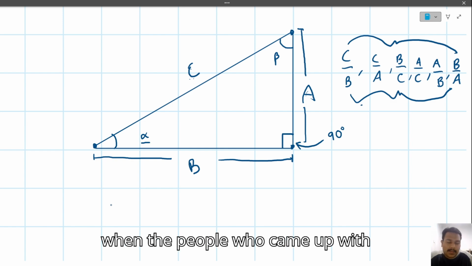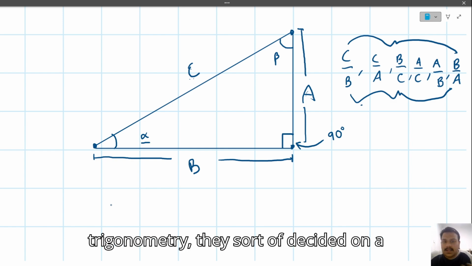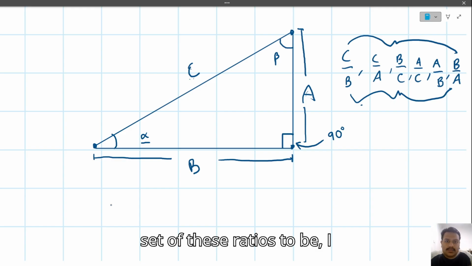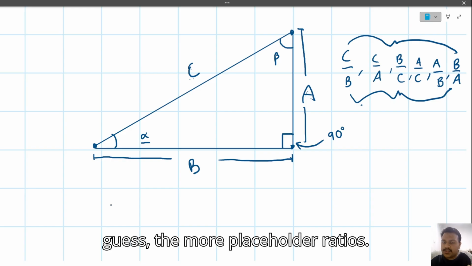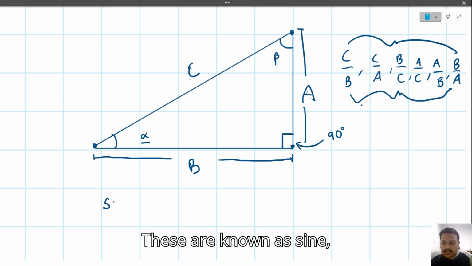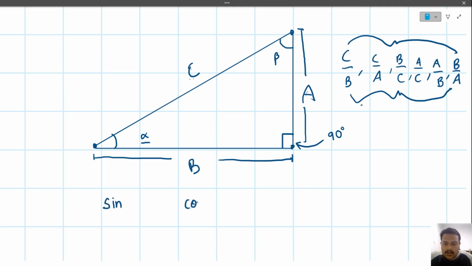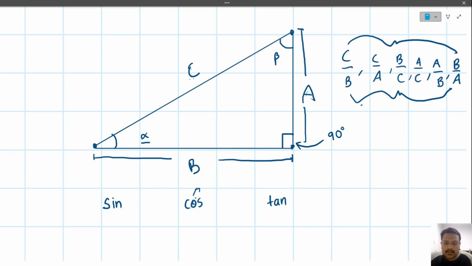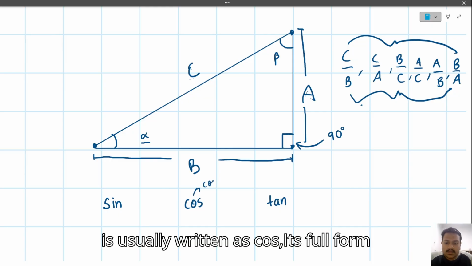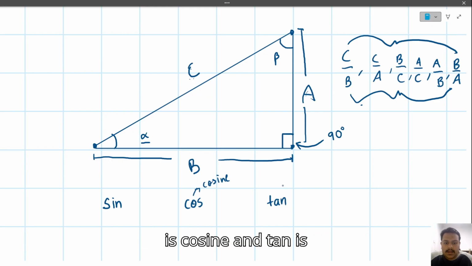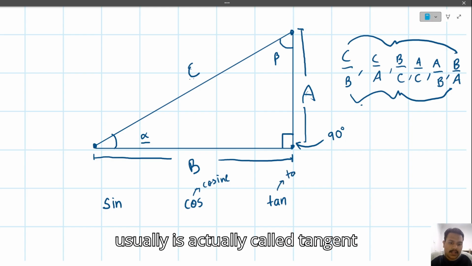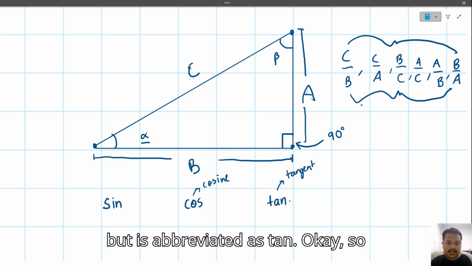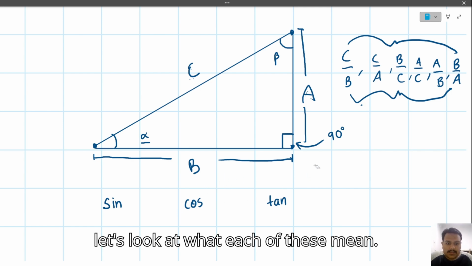The people who came up with trigonometry decided on a set of these ratios to be the standard ratios. These are known as sine, cosine, and tan. We usually abbreviate them. Cosine is usually written as cos, and tan is actually called tangent, but is abbreviated as tan. Let's look at what each of these means.